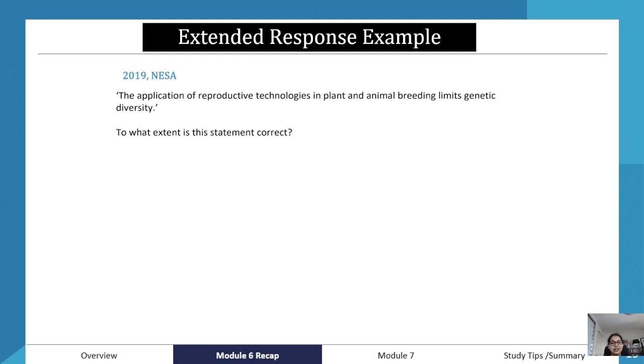A question like this, to what extent, you need to specify what your opinion is. You have to say to a significant extent this is true, or this is not true, or this is untrue to a great extent. Something like that, where you are actually answering the question. And with a question like this, there's a lot that you can talk about, so structure is crucial. It is worth 6 marks, so that's very important.